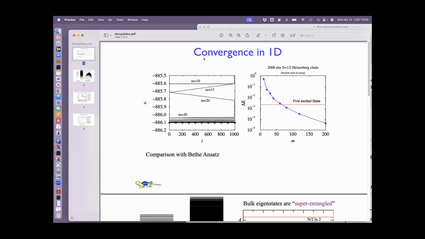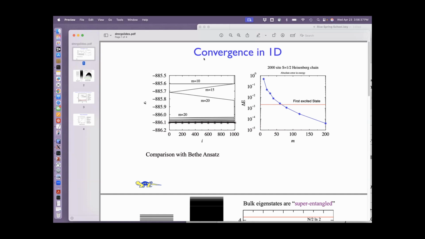Yes, question. Did you solve the 2000 site Bethe ansatz? Did you use a thermodynamic limit? The 2000 site Bethe ansatz was certainly harder for me. I didn't know before I did this. I said, I can do it with a finite system. So I wrote the code and did it.